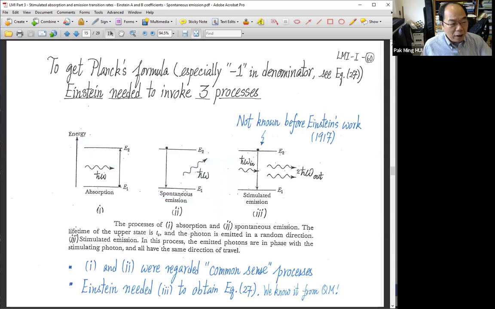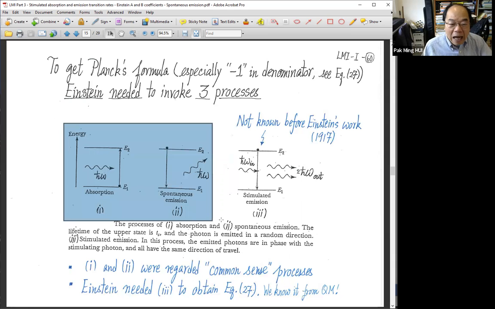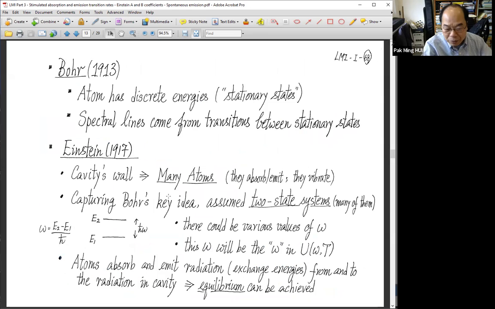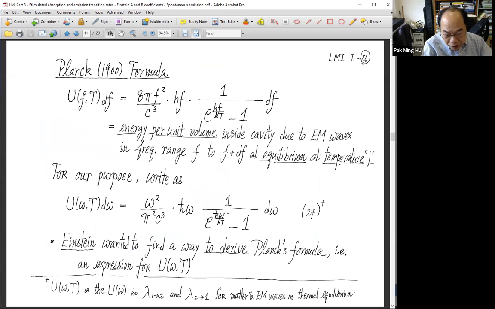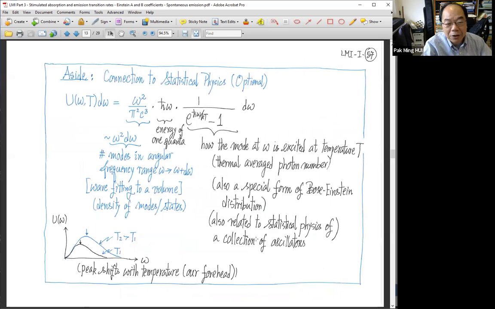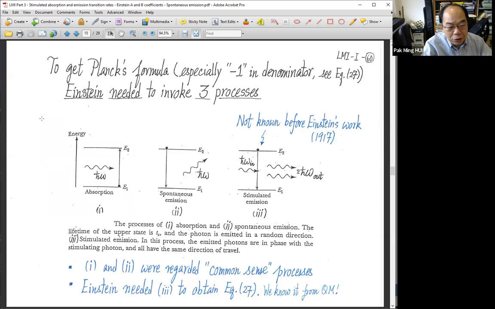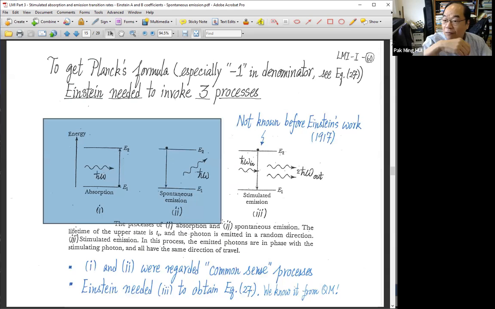I believe he must have tried the 2 processes alone, and he found he couldn't get Planck's formula. Namely, let me tell you what he couldn't get. He couldn't get this -1. You can try it, okay? I encourage you to try it. Just use 2 processes, derive as what we discuss later on the next few pages. You will get a formula, all right? But you cannot get this -1.